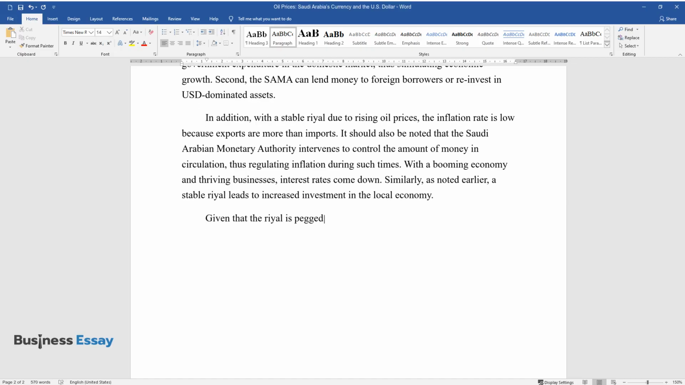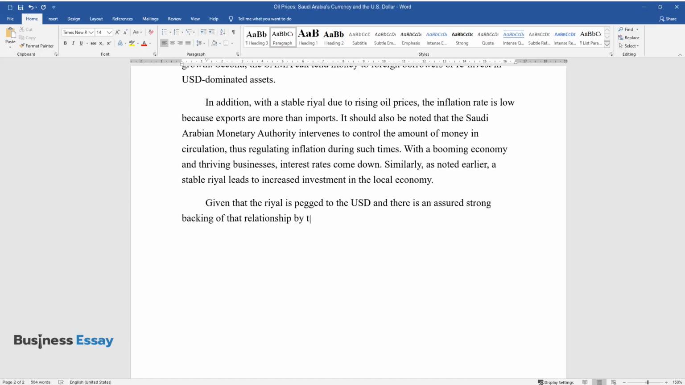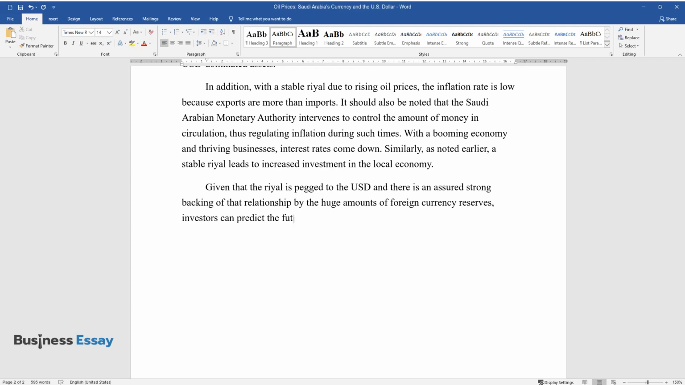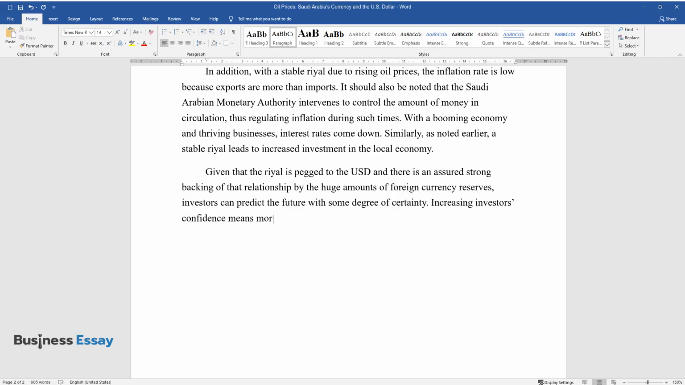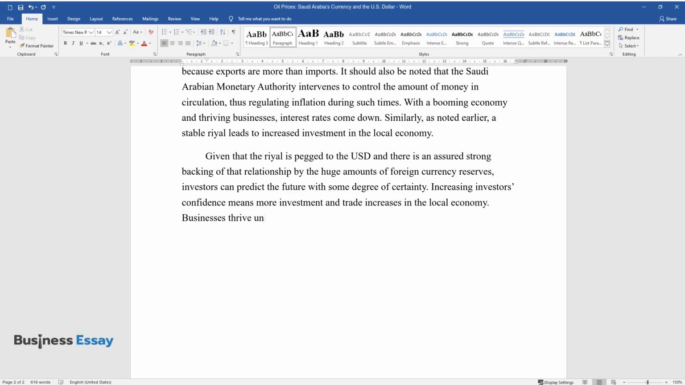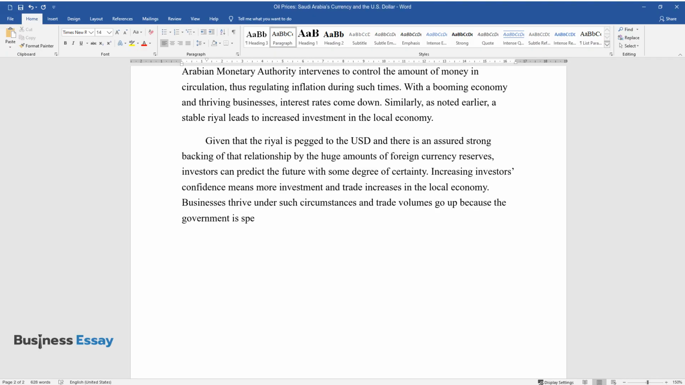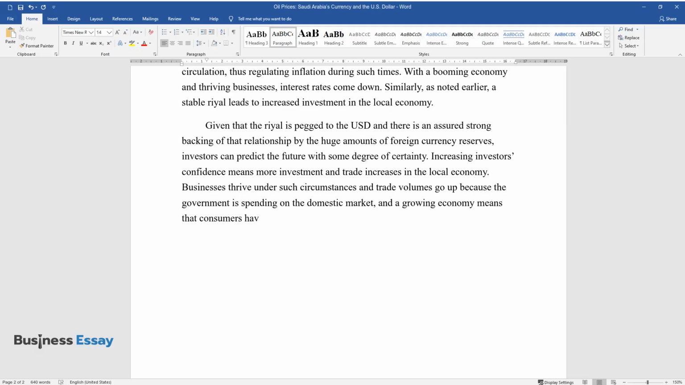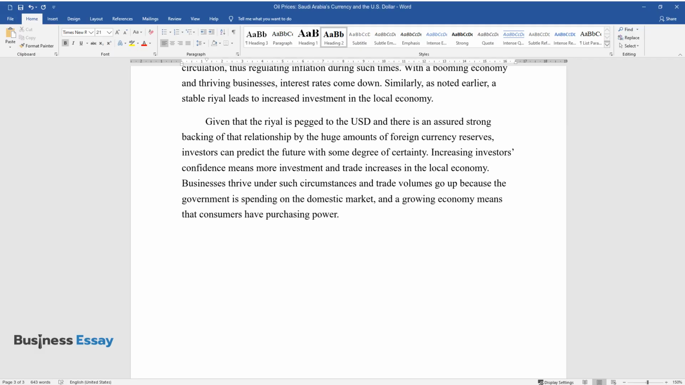Given that the riyal is pegged to the USD and there is an assured strong backing of that relationship by the huge amounts of foreign currency reserves, investors can predict the future with some degree of certainty. Increasing investors' confidence means more investment and trade increases in the local economy. Businesses thrive under such circumstances and trade volumes go up because the government is spending on the domestic market, and a growing economy means that consumers have purchasing power.